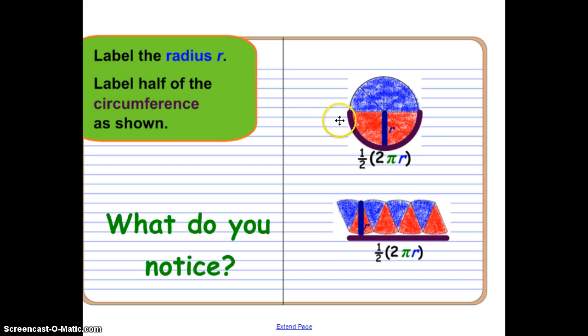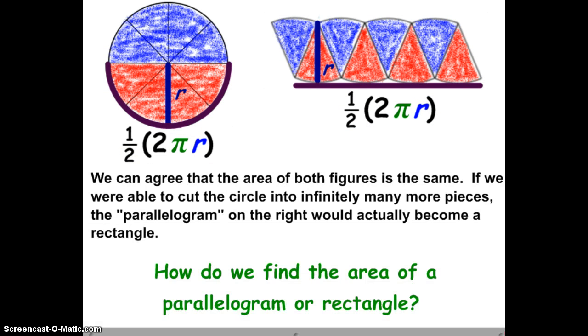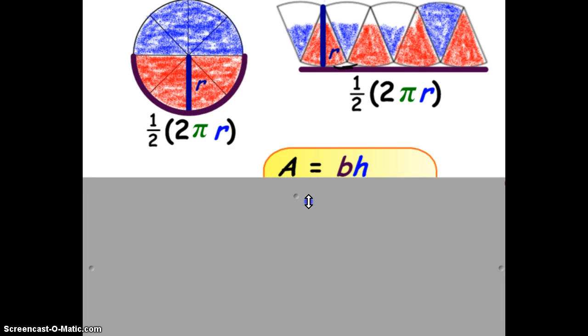In our parallelogram, the half circumference of our circle, or the 1/2 2 pi r, becomes the base of the parallelogram. The radius of my circle becomes the height of my parallelogram. Seeing this information, we can connect the two parts together. There is a relationship between the area of a circle and the area of a parallelogram. The area of a parallelogram would be base times height.